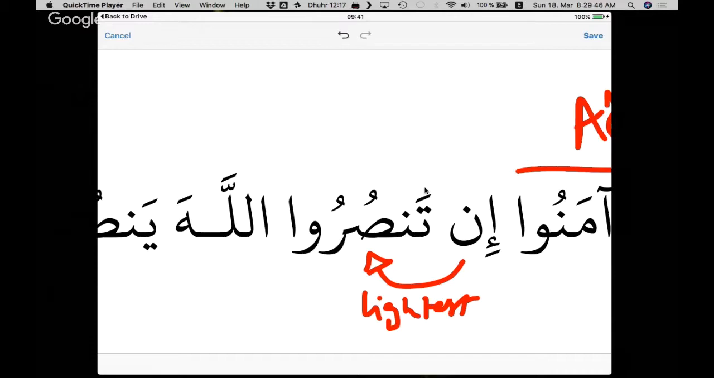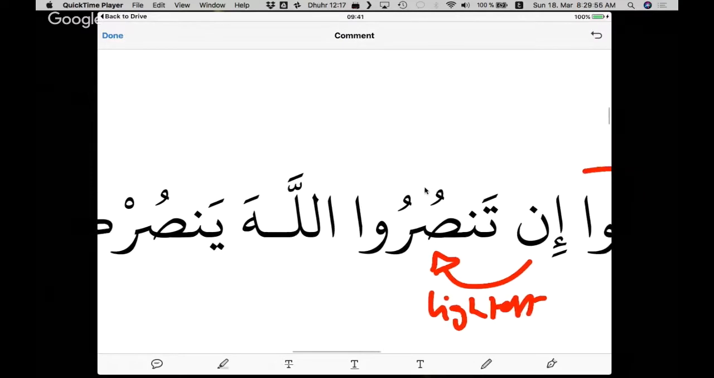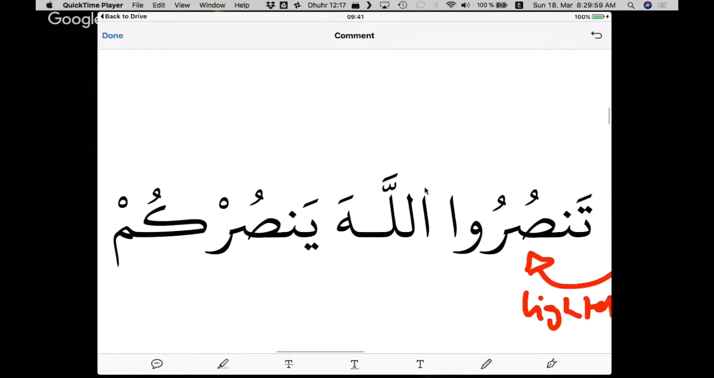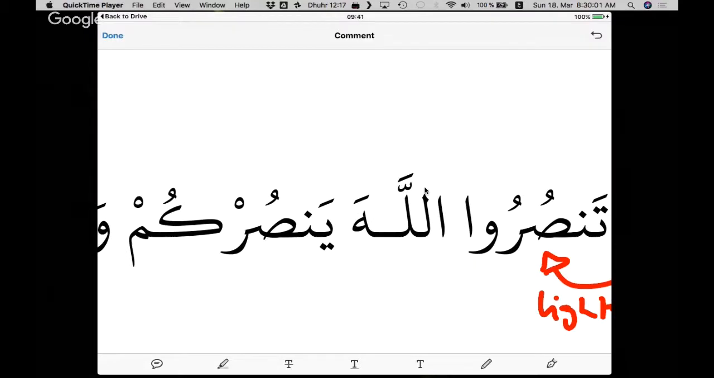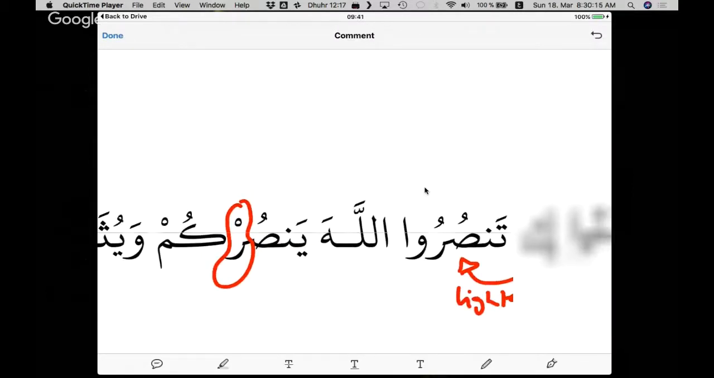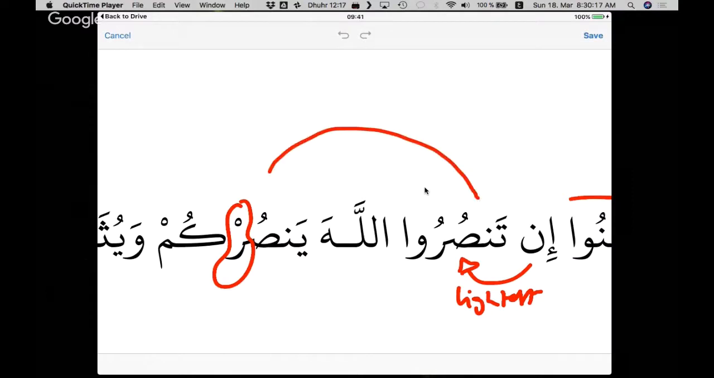and what is the maf'ul? Allah. This is a jumla fi'liya. Maf'ul is Allah, because the word Allah is maf'ul. That's why it's in the nasab state. If you support Allah, yansurkum. Now this is yansur. Why is it lightest? There is no harf before it. There is nothing that is making it lightest. It's lightest because this is a jawabul shart. Because this is the answer to this condition. This is the answer, and this is the condition.